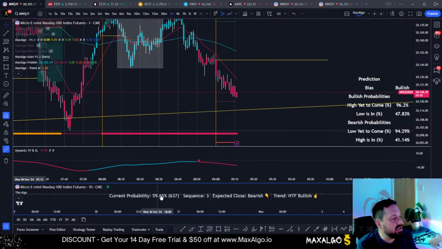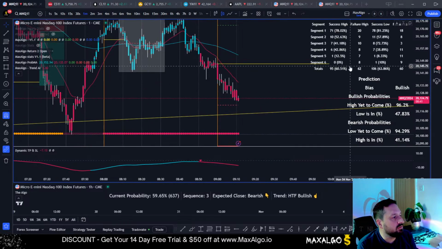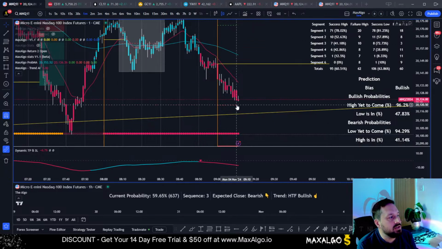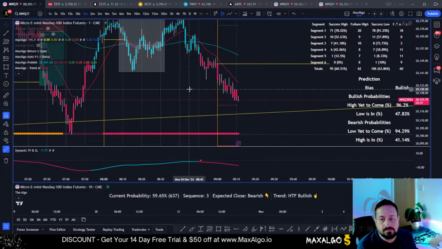So we're bearish sequence 3. Let's put on our return to open. Okay, so in segment 1, we took the low, right? We took the low straight away. So there's a 78% probability that we will return to here, to the open.